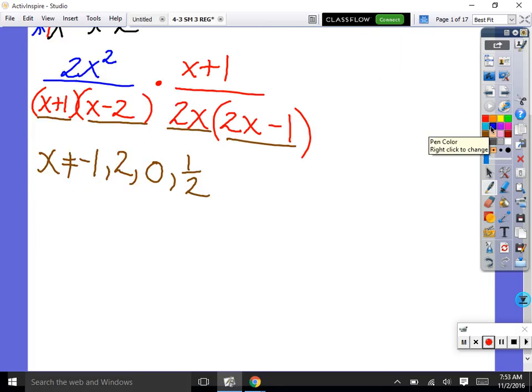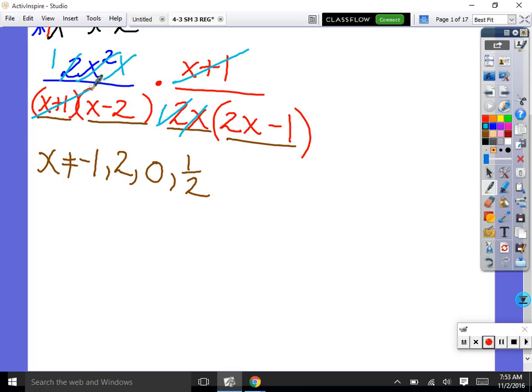We have a 2 on top, anything on bottom that can divide out with that. 2 over 2 is 1 over 1, correct? General rule of thumb, if it's multiplied, you can divide it, right? X squared on top, x on bottom, right? So we get an x on top. We have an x plus 1 on top. So we have x plus 1 on bottom. Okay?